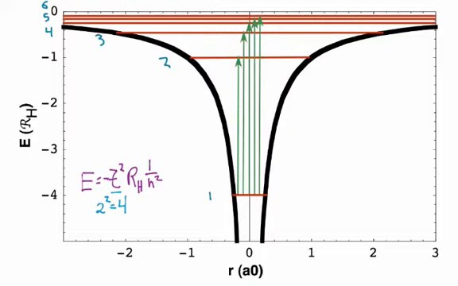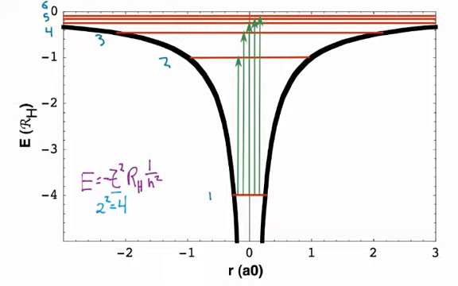And the thing to note here is this 1 over n squared dependence makes for an incredibly stacked set of states. The gap between the first and the second state is enormous. In fact, it's 3/4 of the Rydberg constant for the problem, so Z squared times the Rydberg. In this case, it's 3 R_H. So it's 330,000 wave numbers. It's an enormous, enormous value.